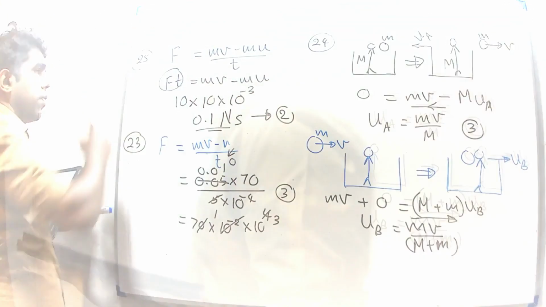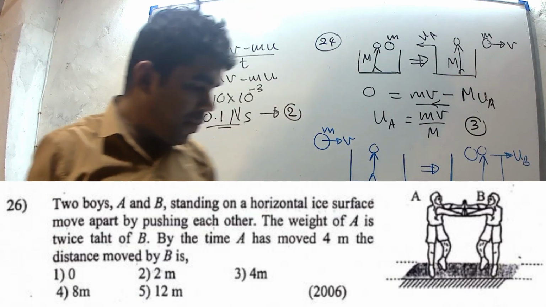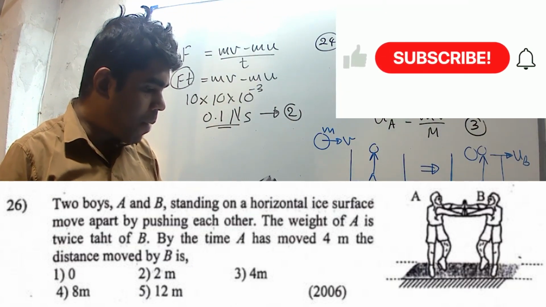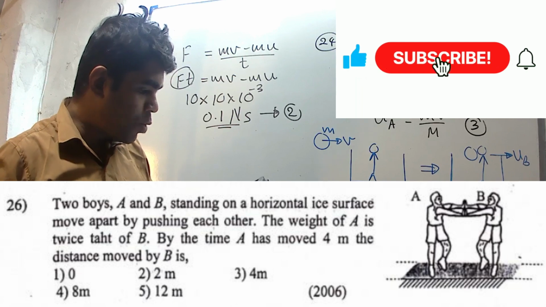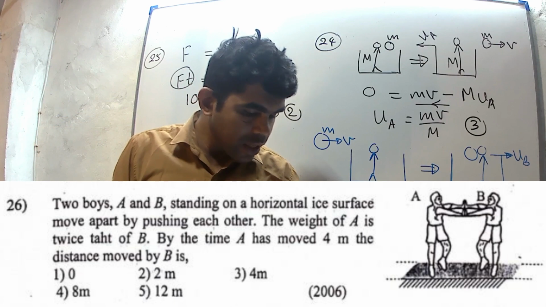Then question number 26. Two boys A and B standing on a horizontal ice surface move apart by pushing each other. The weight of A is twice that of B. A has moved 4 meters.